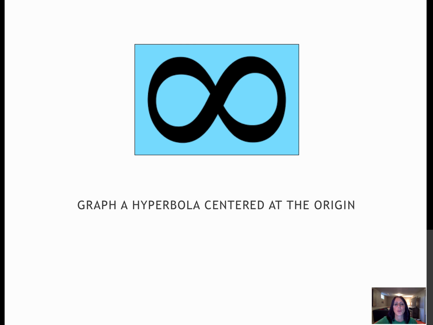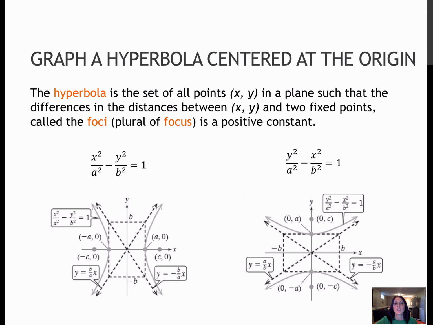In this lesson, we will graph a hyperbola centered at the origin. Notice that the equation for a hyperbola is very similar to that of an ellipse. We now have a minus sign in between instead, and the other major difference is that the a value is always the first value. Before it was always the larger value; now it's always the value underneath the first term. So whether x comes first or y comes first, the a value is underneath that.